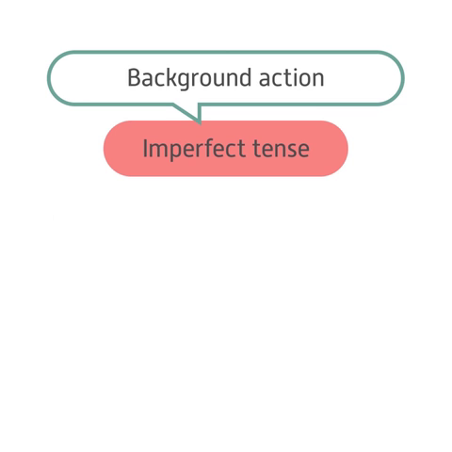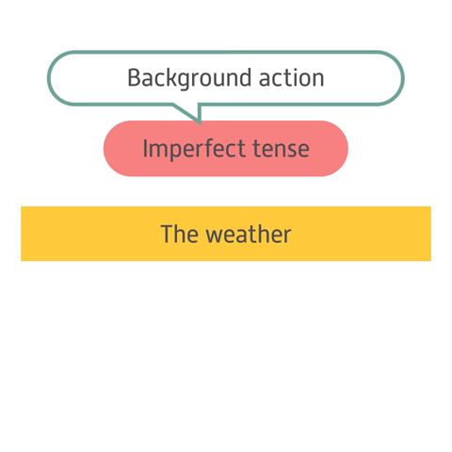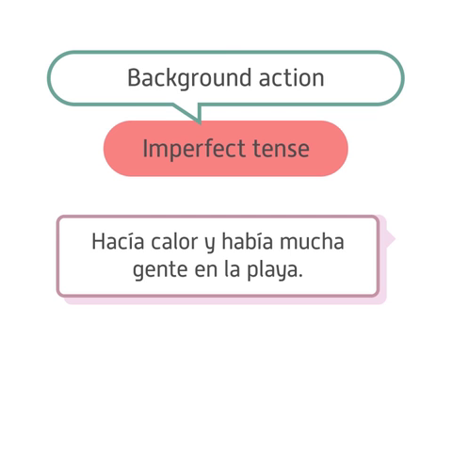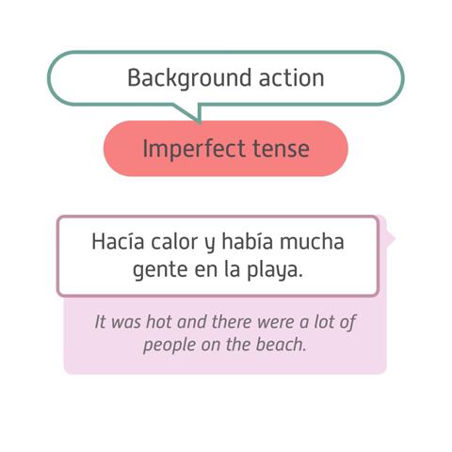The imperfect tense can also be used to describe a background action. The two most common uses of the imperfect in this sense are to describe the weather and to describe what there was or there were. For example, you might say, Hacía calor y había mucha gente en la playa. This means it was hot and there were a lot of people on the beach.